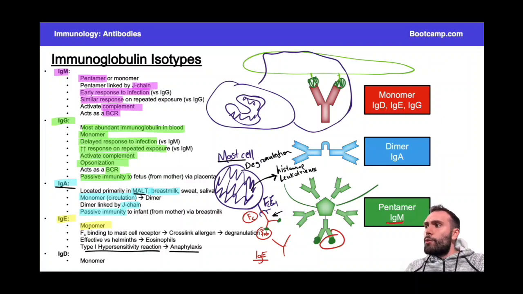Now, in general, like we said, the IgE response is going to be particularly effective against helminths, and we can remember IgE with eosinophils. And lastly on here, we have the IgD antibody, which is not particularly high yield in general. We won't go into too much detail on this. Just remember that it's a monomer.